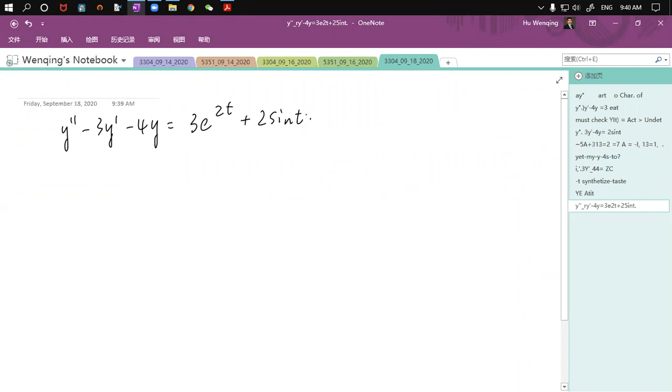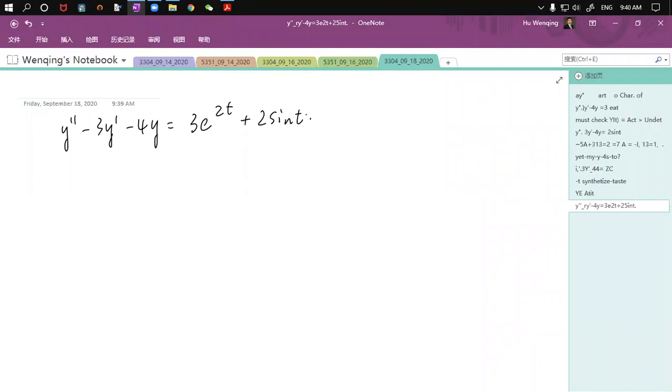Well, here it's a combination of what we have known before. We know what to do with sine and cosine. We know what to do with exponential. So what should we do with a linear combination of the two? That's the problem.